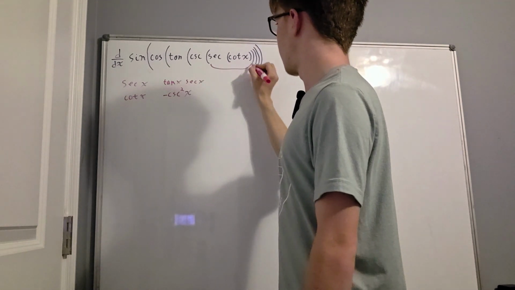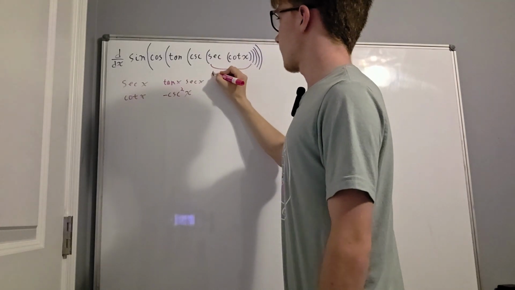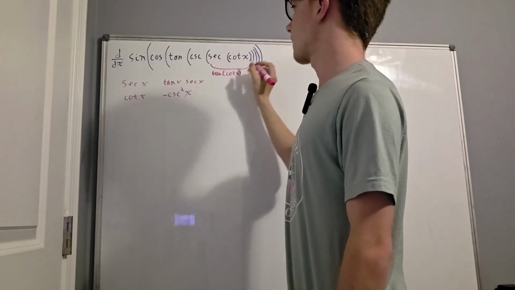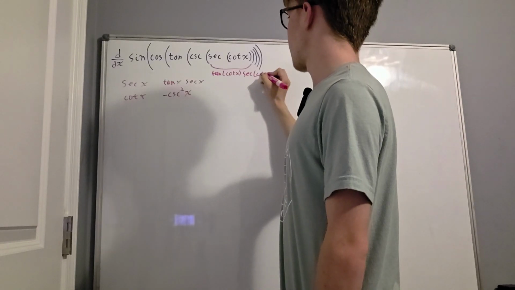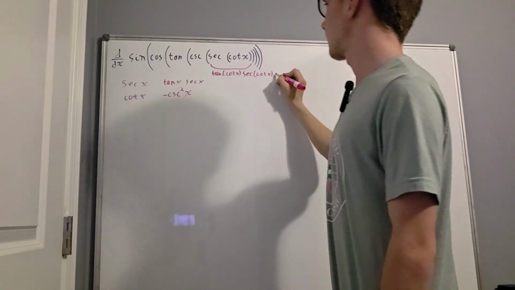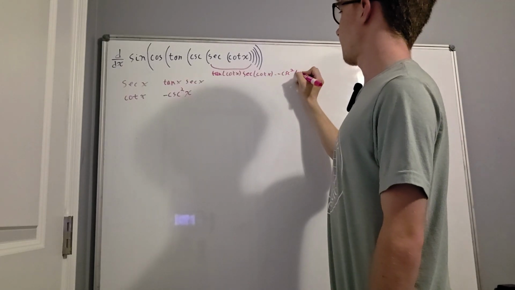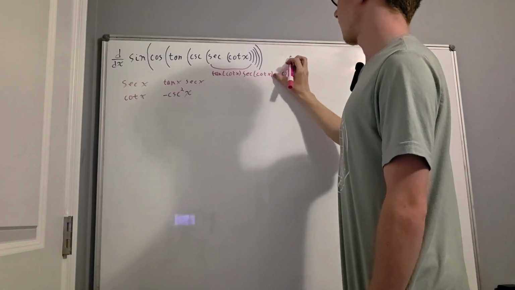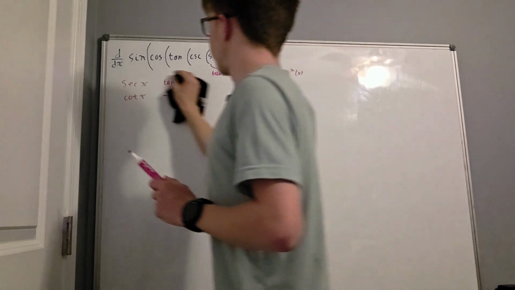this one is going to become tangent of cotangent of x, secant of cotangent of x, times negative cosecant squared of x. And this is going to be a little bit of a mess right here, but I'll fix it later. Okay, so that's our first one.